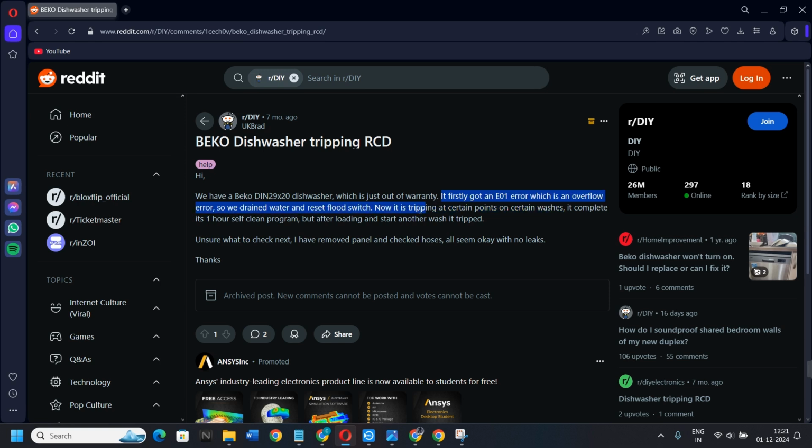So we drained the water and reset the flood switch. Now it is tripping at certain points on certain washes. It completes its 1 hour self-clean program, but after loading and starting another wash, it tripped. Unsure what to check next. I have removed the panel and checked the hoses. All seem okay with no leaks.